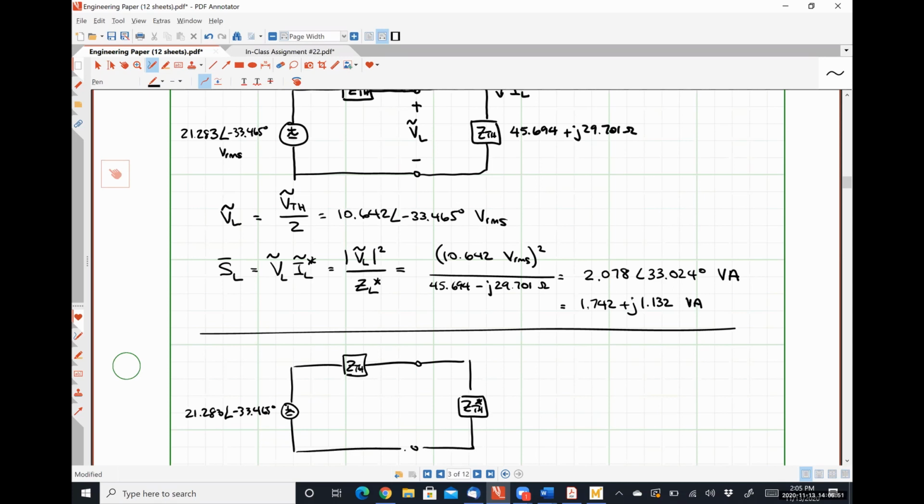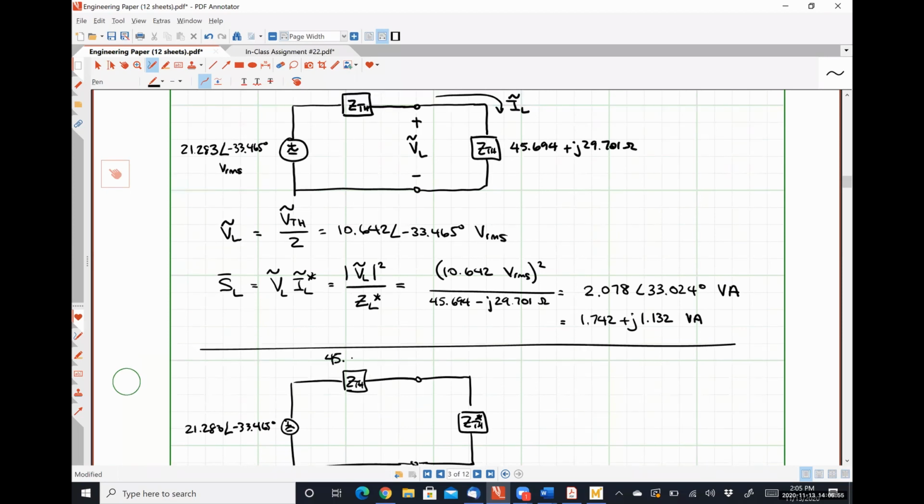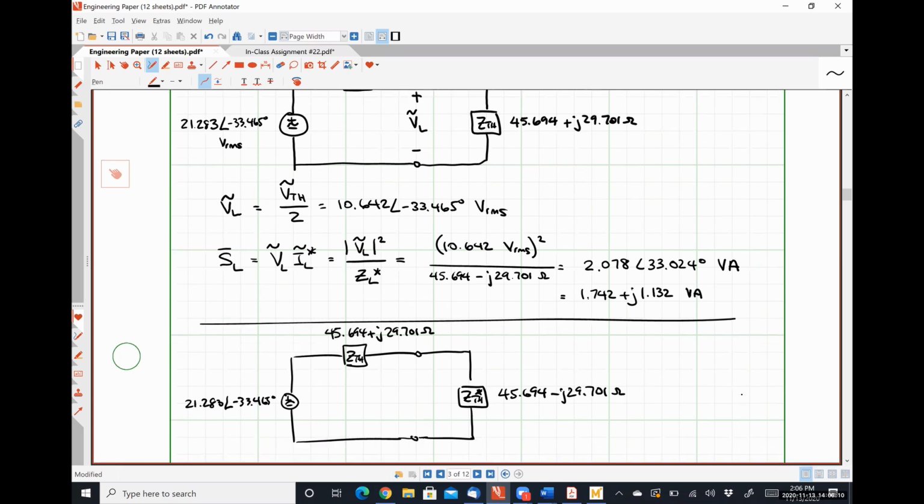All right, so ZTH is 45.694 plus J29.701 ohms. So here we will have 45.694 minus J29.701 ohms.